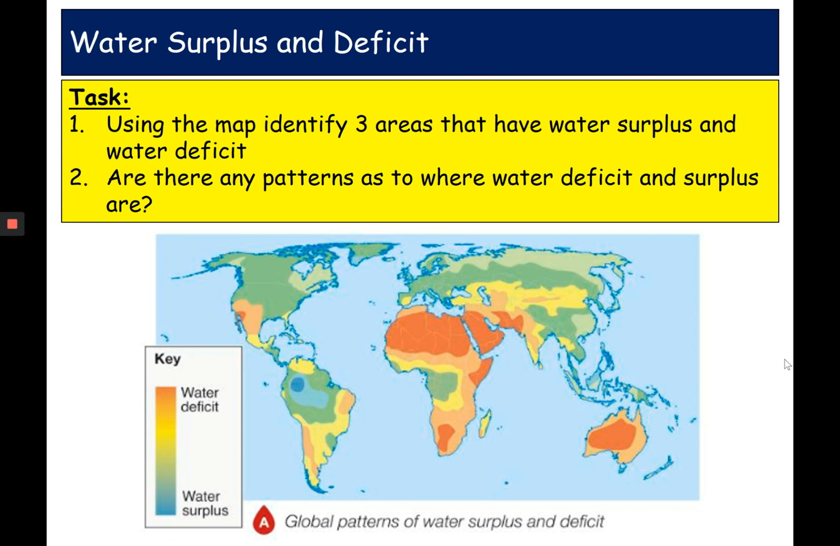And again, deserts are found in 2 bands around the world. One about 20 to 30 degrees north of the equator, and the other band 20 to 30 degrees south of the equator. So you could use latitudes in your description of the pattern, looking at water surplus and water deficit. So have a think, have a go at that. Whichever way you do it, it's not wrong, as long as you're describing the general pattern.